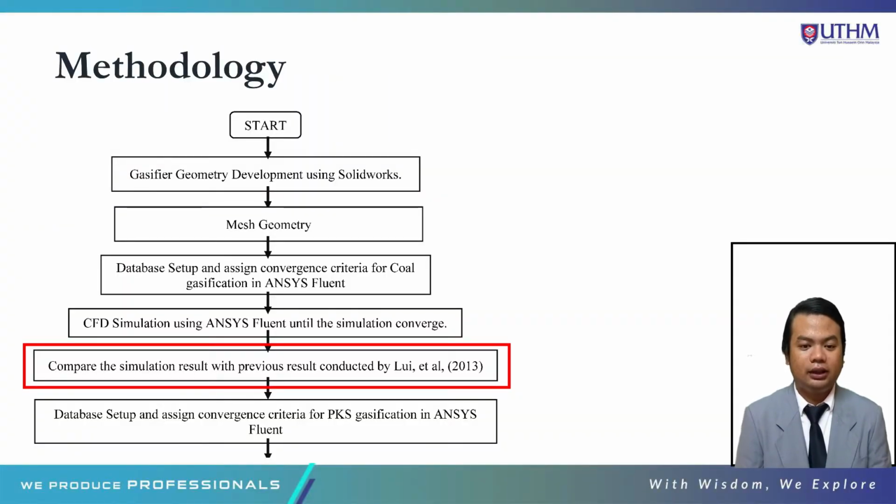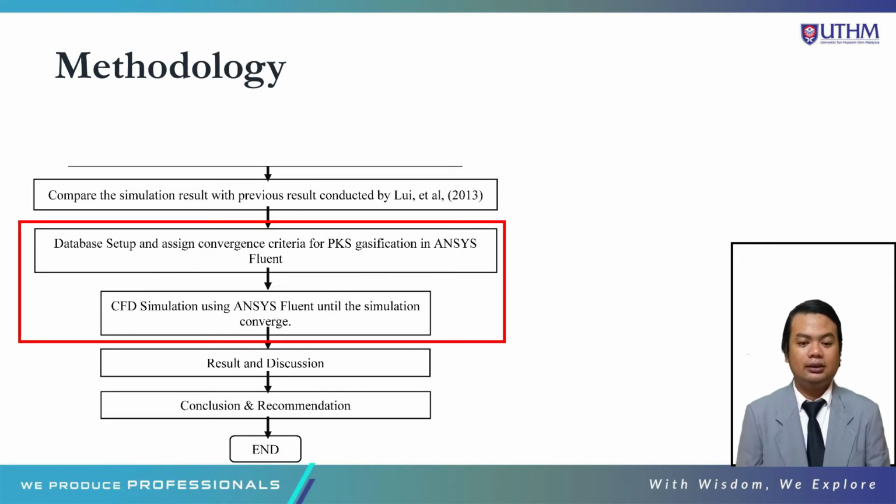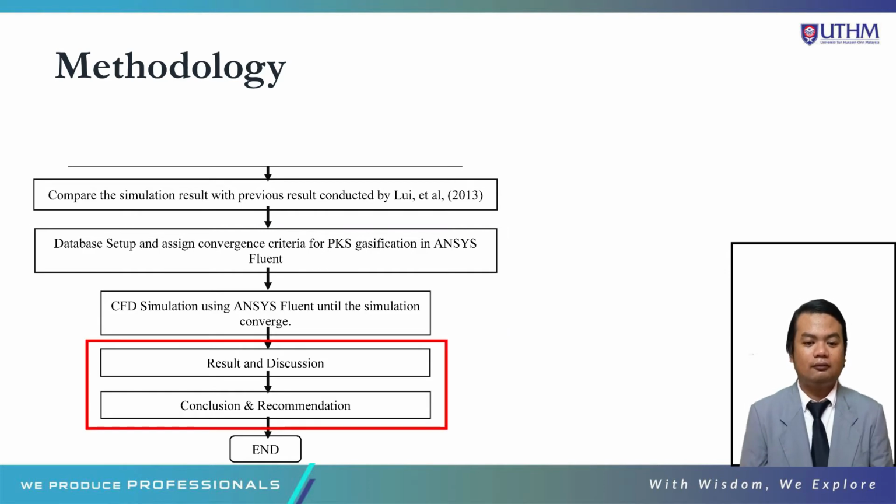The result of the simulation was compared with the previous study conducted by Liu. After the error of the simulation study was defined below 25% for every syngas composition, the simulation was run again using PKS as gasification fuel. The results from both simulations were discussed in the result and discussion according to the objective of this study. The findings are summarized in the conclusion, and the suggestions are included to encourage the continuation of the current research.